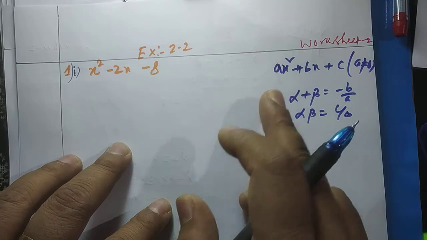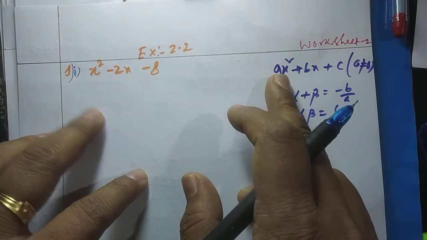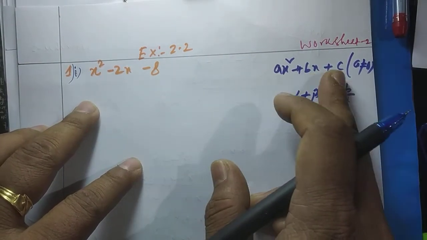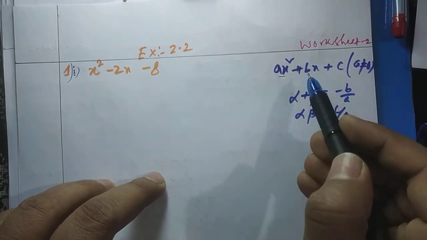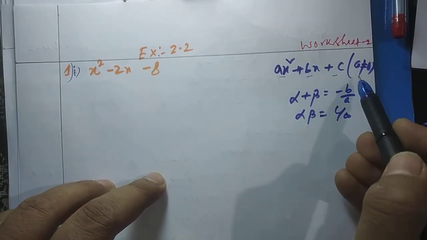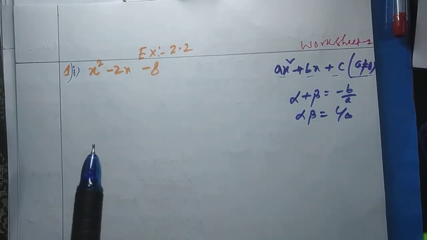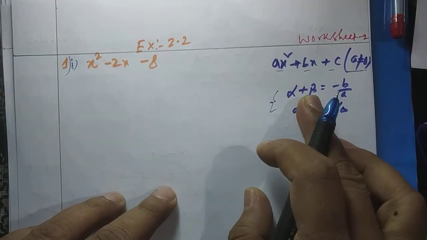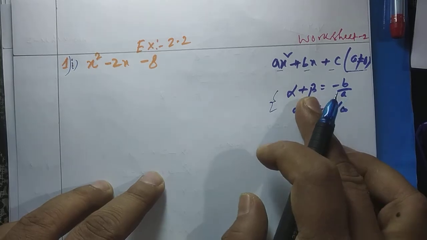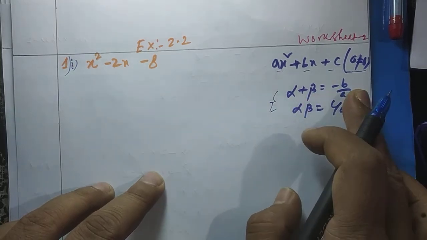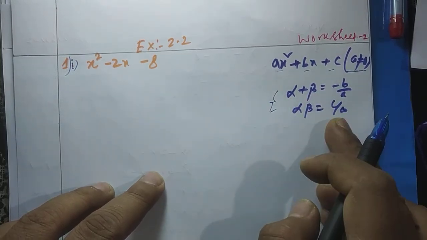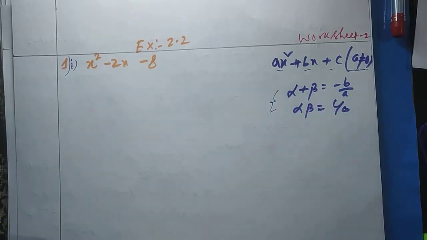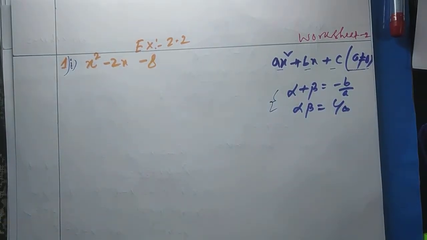Understood? And at the same time, we have kept ready the general form of the quadratic, that is ax square plus bx plus c, where a not equal to 0. And we have also kept ready the required relations. What are they? Alpha plus beta equal to minus b by a, and alpha into beta equal to c by a. That we have learnt just now. Understood or not?